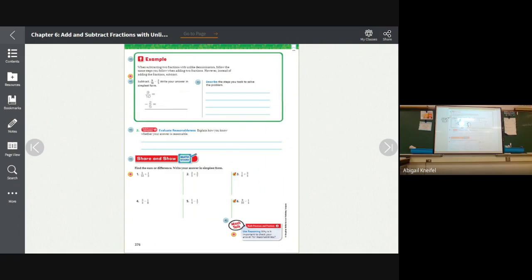We're doing exactly what we did last week. We're finding the common denominators, but instead of stopping at the equivalent fractions, we're adding or subtracting the numerators. The denominator stays the same. So let's do some more together.